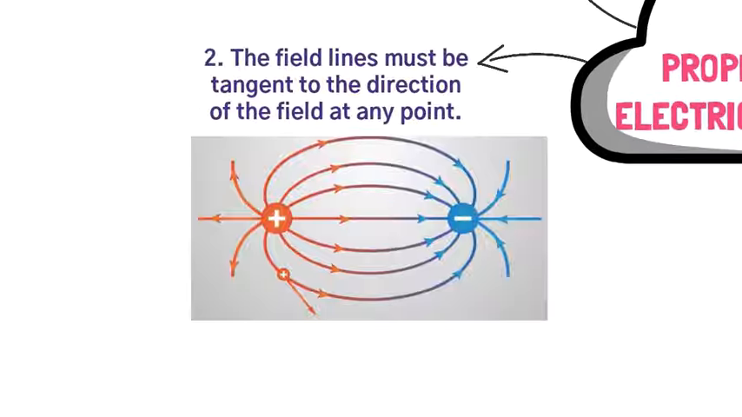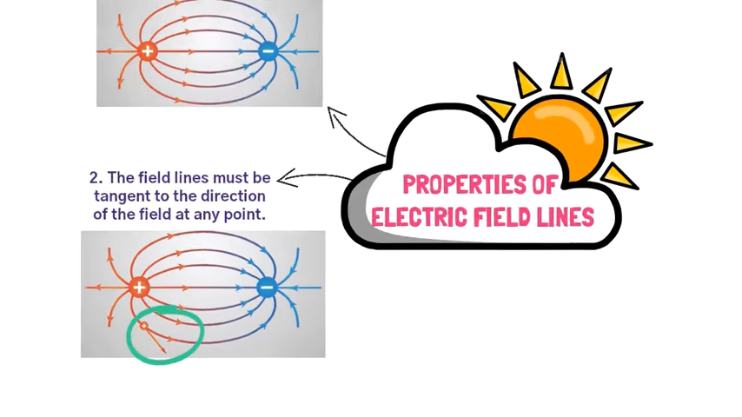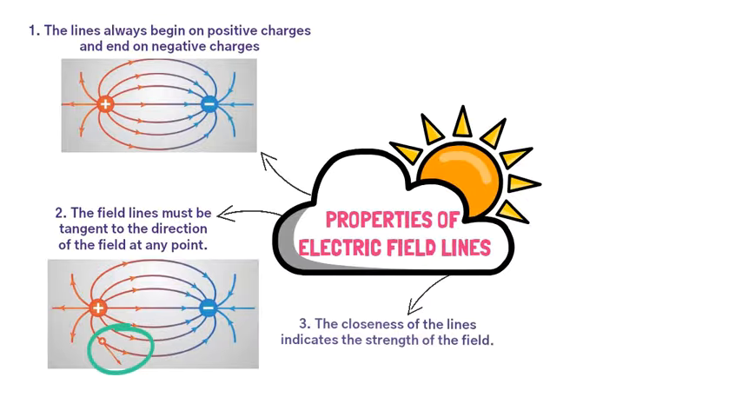Okay, so for the second point, the field lines must be tangent to the direction of the field at any point. So kalau kita nak lukis the direction of the field at any point, it must be tangent to the field lines tadi. Okay? And the next point is the closeness of the lines indicates the strength of the field.